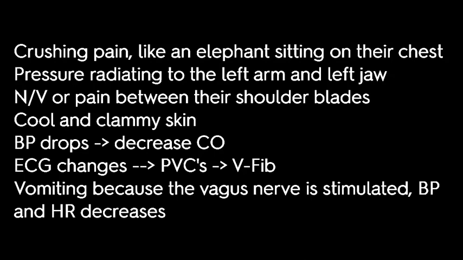Crushing pain, like an elephant sitting on their chest, pressure radiating to the left arm and left jaw, and nausea and vomiting, or pain between their shoulder blades, cool and clammy skin, BP drops, decreased CO, ECG changes, PVCs, V-fib. Vomiting because the vagus nerve is stimulated, BP and HR decrease.